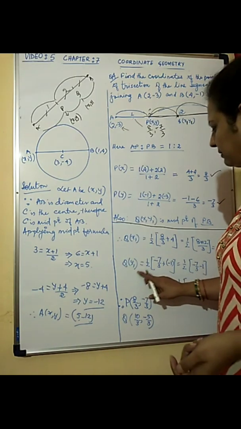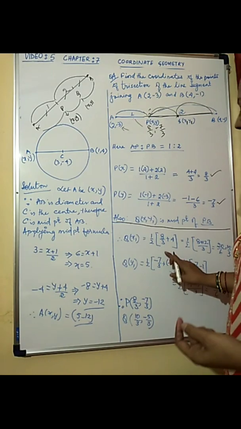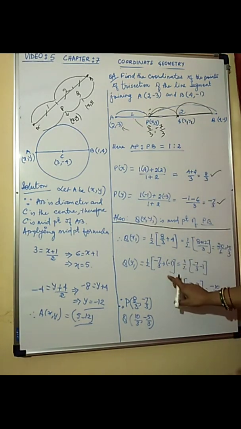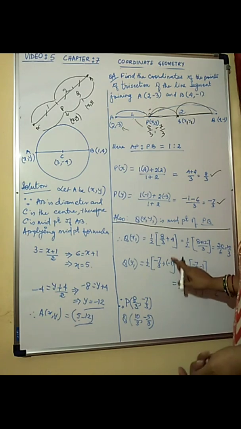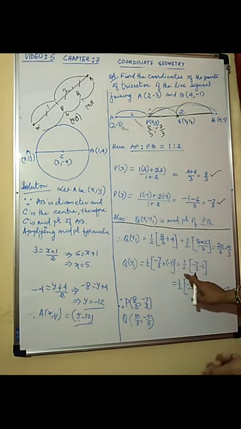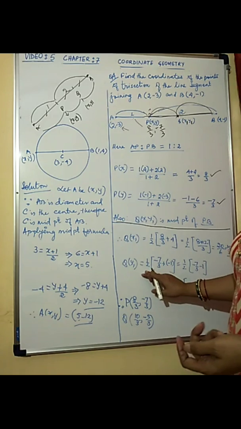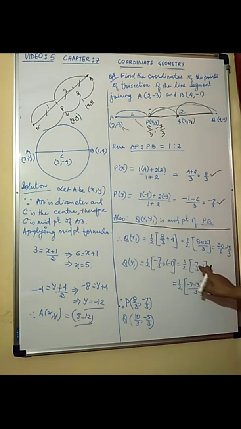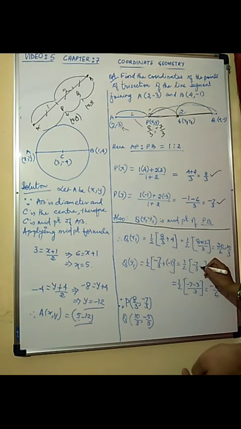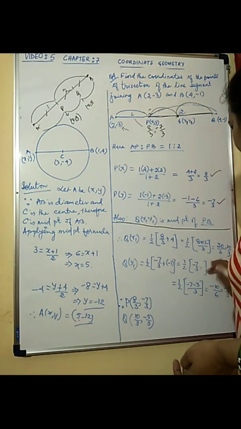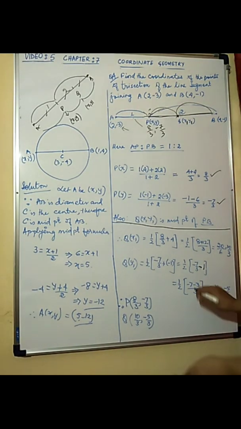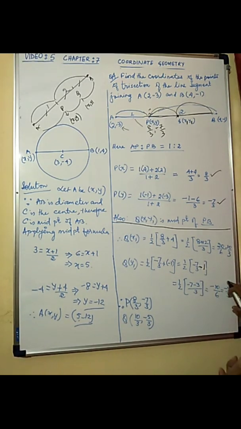Then we can find Qy1, which is again half of (y1 plus y2). So -7/3 plus -1. That is equal to again half multiplied, the division by 2 is taken out. So this is half into (-7 - 1)/3. Now taking LCM, (-7 - 3)/3, which is equal to -10/6, which is equal to -5/3. So these are the coordinates of Q.